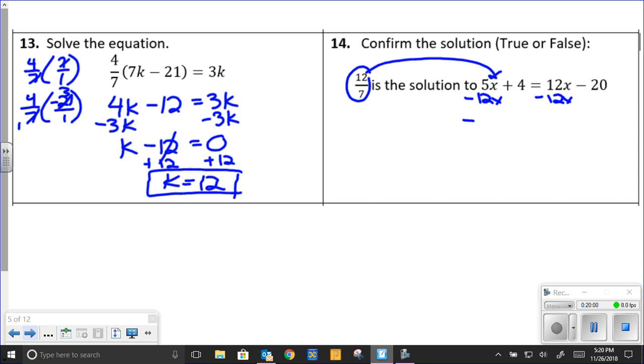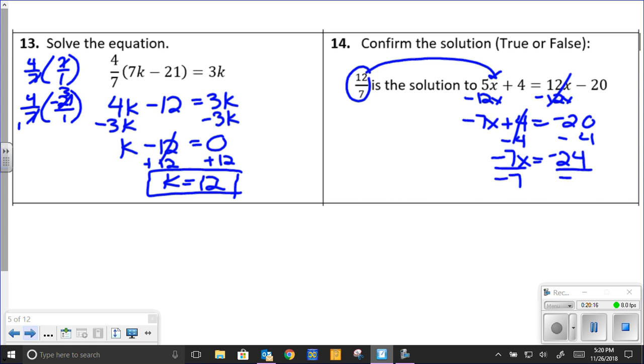So this gives me negative 7x plus 4 is equal to, that cancels out, negative 20. I'm now going to minus 4 from both sides. So I have negative 7x is equal to negative 24. I'm going to divide both sides by the negative 7 to get rid of my negative 7. Negative divided by a negative is a positive, but this would be 24 over 7. I would leave it like that because I can't reduce that.